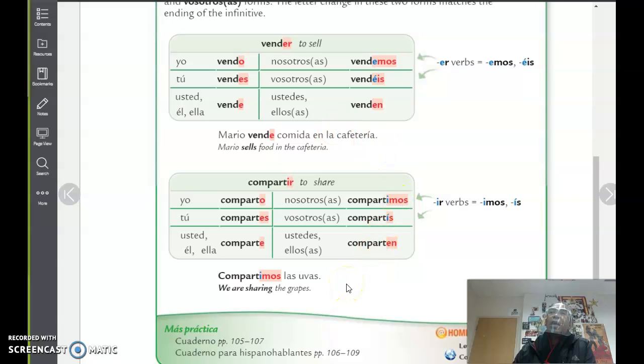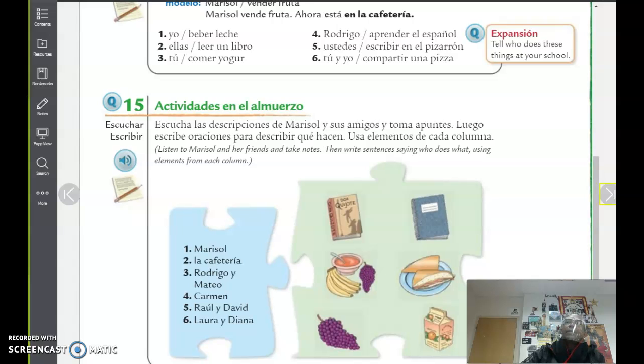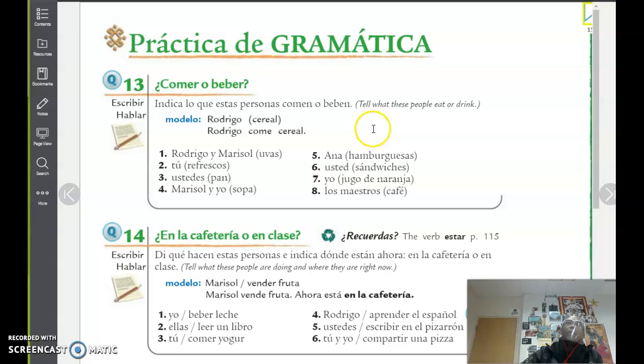Now, on pages 105 and 107 in your workbook, you can continue practicing. That's what is due also for this week. And the next activities are from page 151. On page 151, what you do is pretty much you have to tell what these people eat or drink. For activity 13.